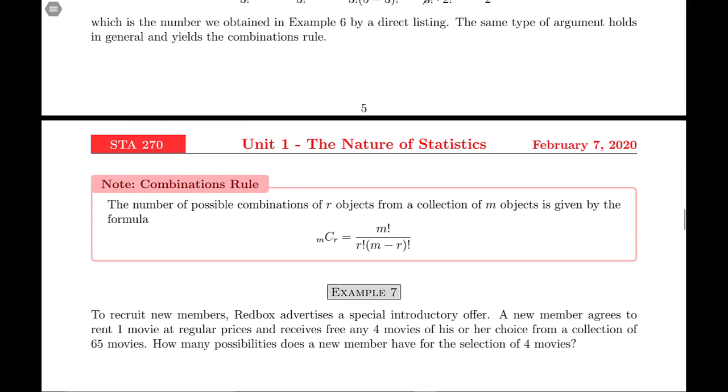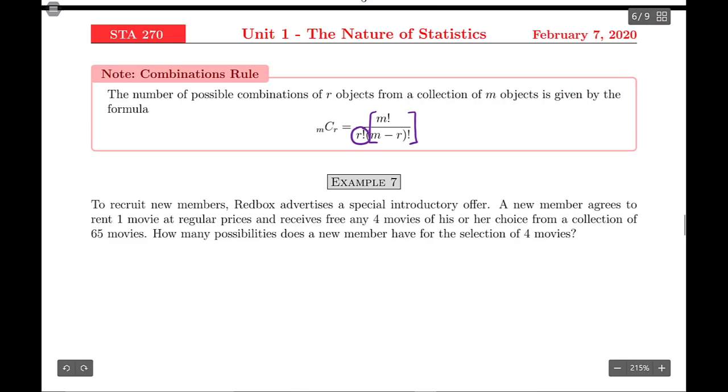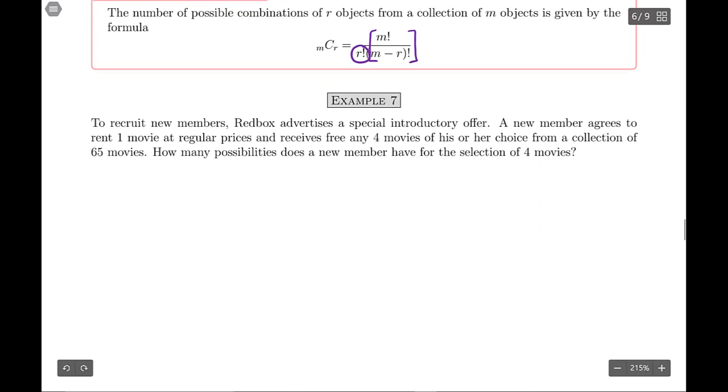So this part of the combinations rule looks just like the permutations rule, except now we've introduced that r factorial times the parentheses. So when we look at example 7, we're going to apply that using just a hand calculation.